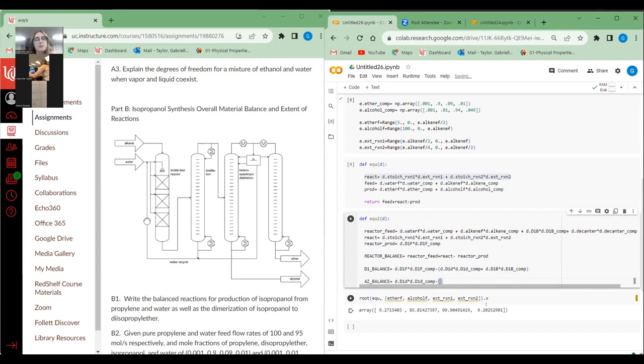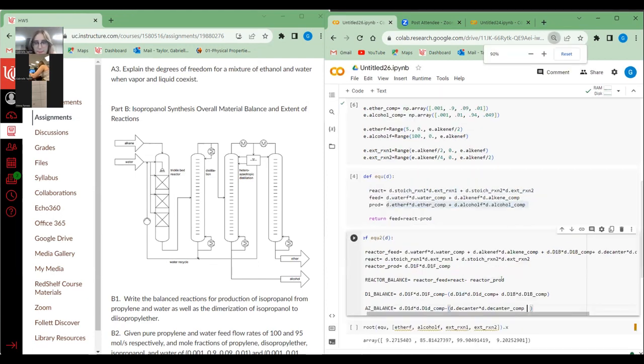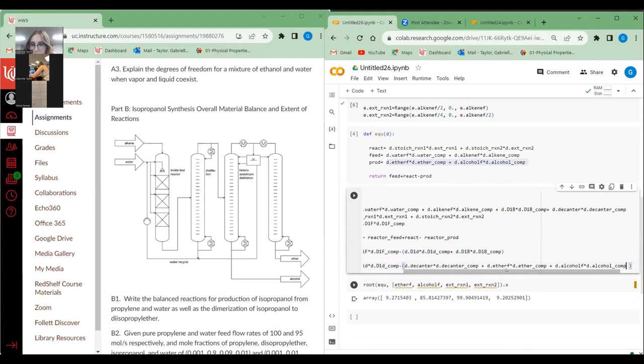So we have our decanter water, and we have our ether and our alcohol, right? Our products are going to be our ether and alcohol, so they're going to leave. And then we have our recycled decanter water. So let's just copy this decanter water here for our composition, and then we're going to add this too. And let's add this ether and alcohol as well. Leaving our system is our decanter water, our ether, and our alcohol.